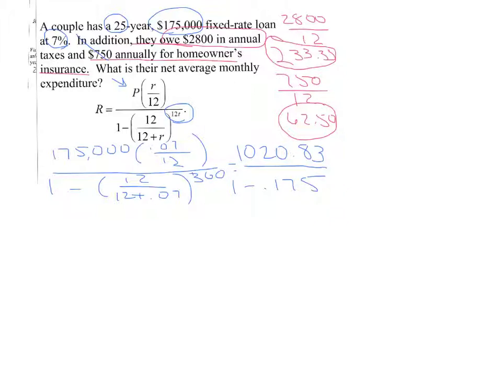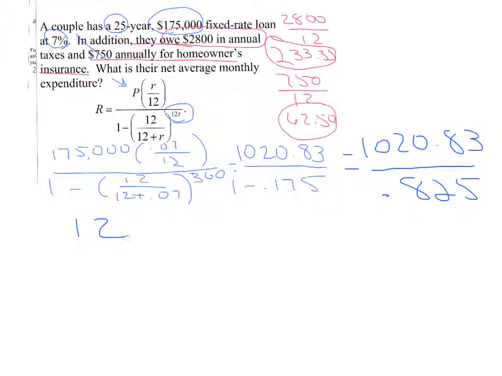So now I need to do a little more work to it. I'm going to take the bottom and put in my calculator the 1 minus 0.175 and come up with 0.825. That's the bottom. I still have this top here. So if I punch in my calculator 1020.83 divided by 0.825, I now have for my monthly mortgage payment $1,237.37. That's the mortgage payment.